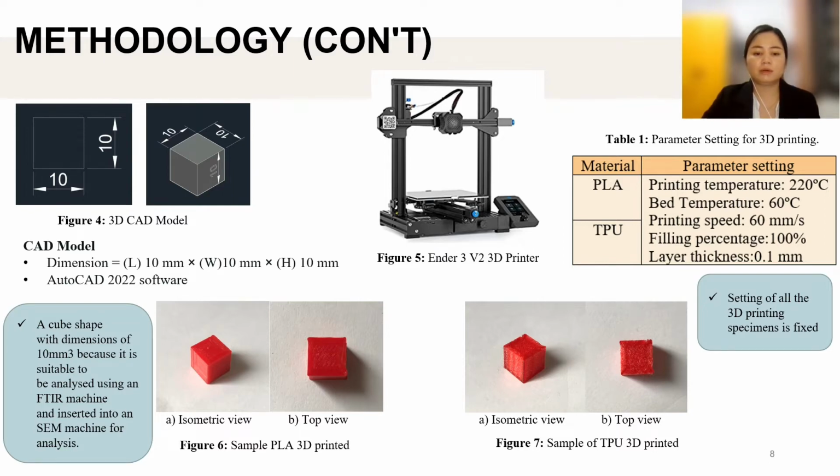For the 3D printer, the brand that we use is Ender 3B2. Parameter settings for 3D printing are the same for PLA and TPU. Printing temperature is 220 degrees Celsius. Bed temperature is 60 degrees Celsius. Printing speed is 60 millimeters per second. Infill percentage is 10%. Layer thickness is 0.1 mm. I chose this shape because it is suitable to be analyzed using the FTIR machine and inserted into the SEM machine for analysis.